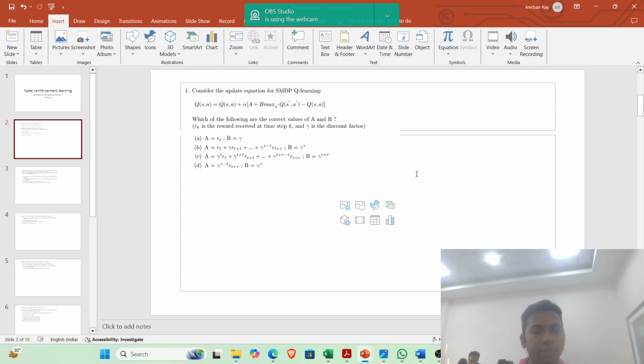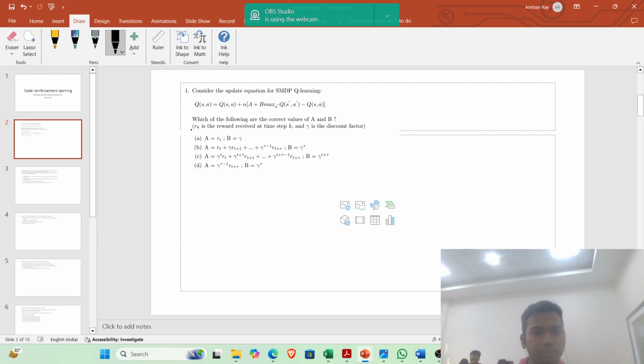Consider the update equation for SMDP learning, and which of the following are the correct values for A and B? Rk is the reward received at time step k, and gamma is the discount factor. So the formulation of SMDP Q-learning is what we need here. Let me just explain that. First let me go through what is SMDP.